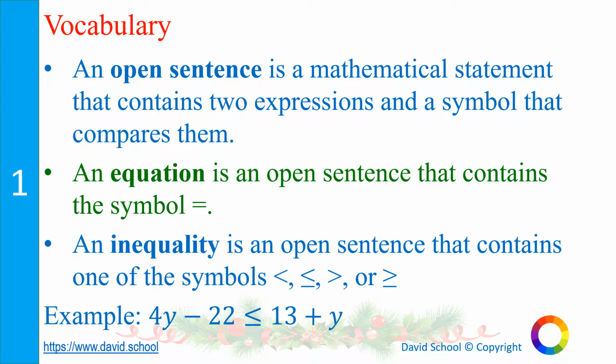4y minus 22 and 13 plus y, they are not equal. In this example, 4y minus 22 is less than or equal to 13 plus y. This is an inequality. When you substitute a number for the variable in an open sentence, the resulting statement is either true or false. If the statement is true, the number is a solution of the equation or solution of the inequality.